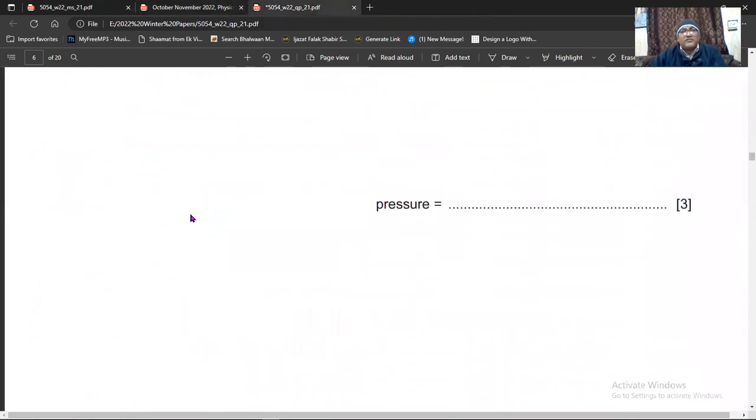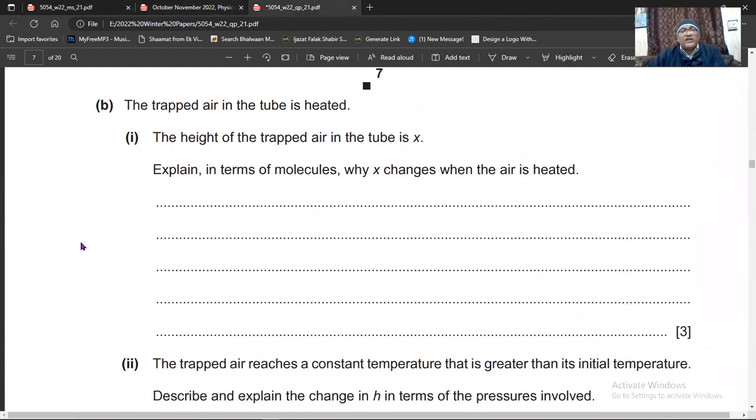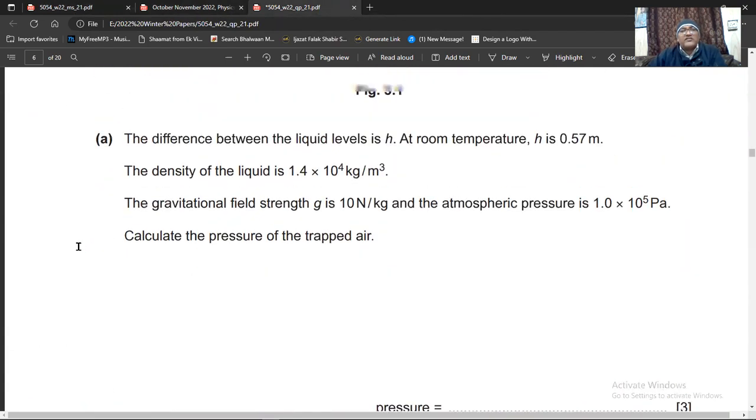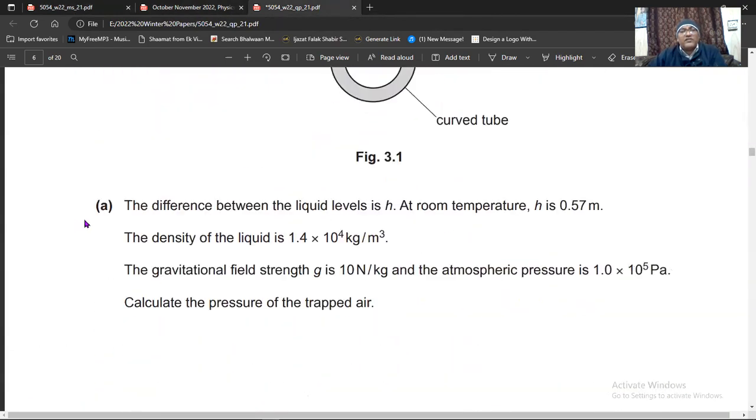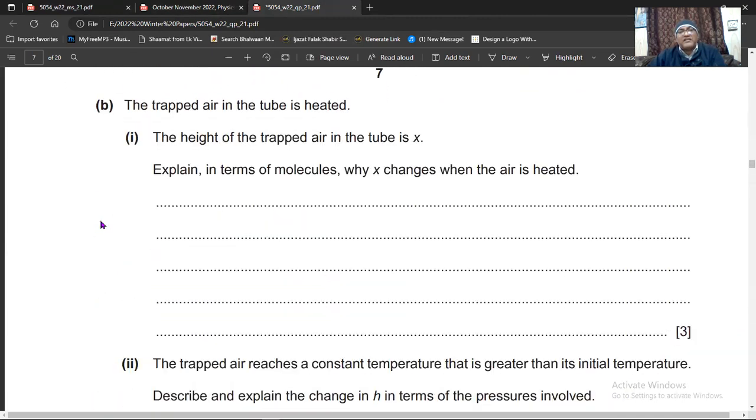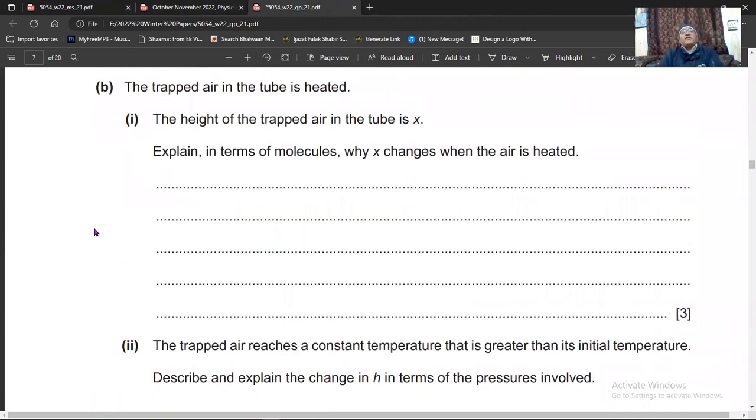Okay. So question number 3, and it's the B part. The trapped air in the tube is heated. The height of the trapped air in the tube is x. Explain in terms of molecules why x changes when the air is heated.